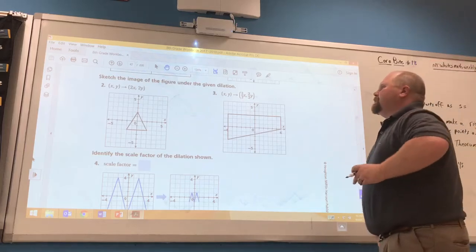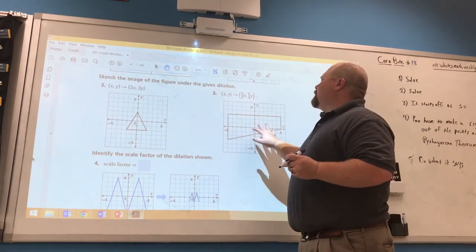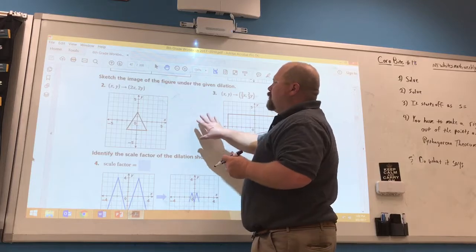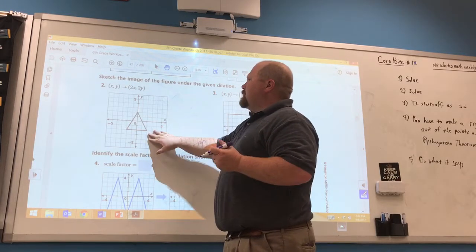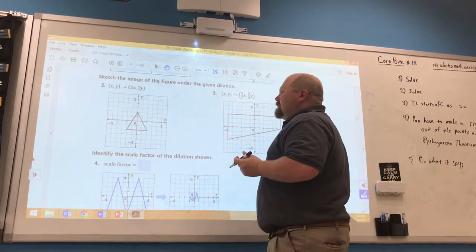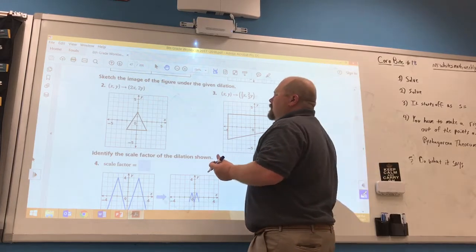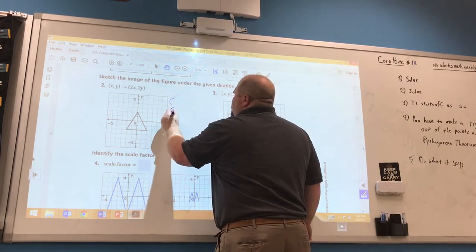All right, well, this is workbook page 46, problems 2 and 3. So on problems 2 and 3, you're required to find the original coordinates before you start. That's the only way to really solve these. This is not something you can typically just eyeball. So I want to find the original coordinates of this triangle.